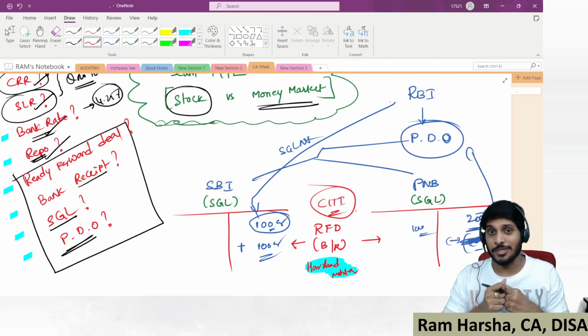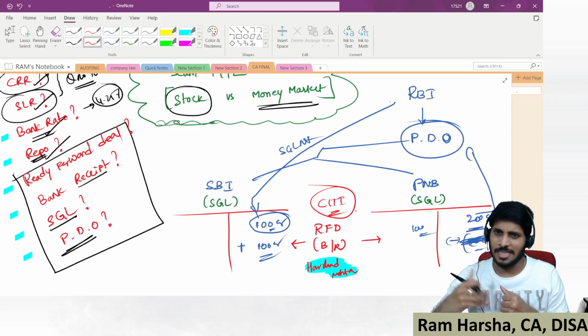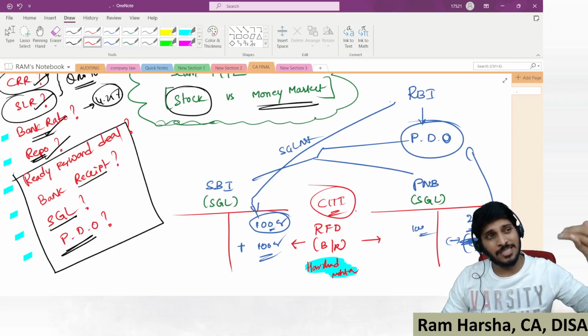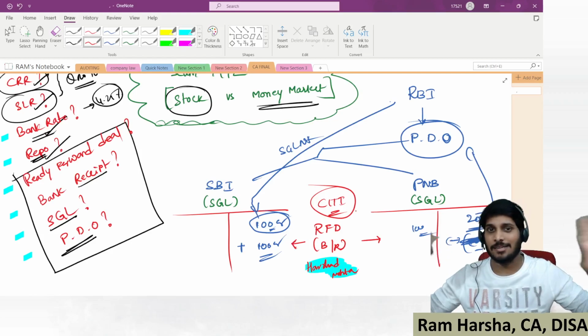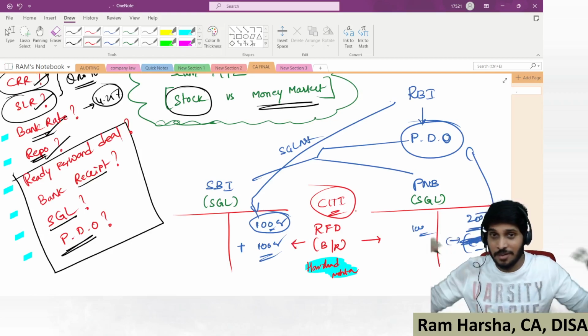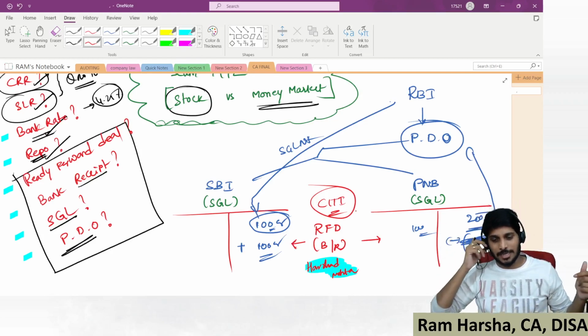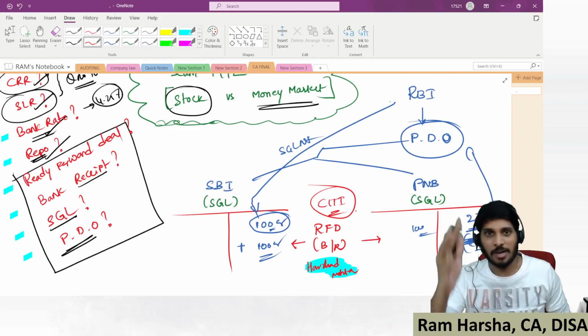So what Citibank does is, when PNB wants money, they'll give. When State Bank wants money, they'll give. When State Bank wants to buy securities, they will sell. When PNB wants securities, they'll sell. So everyone will go to Citibank and then maintain SLR requirements, all that. So this is one part of the story.